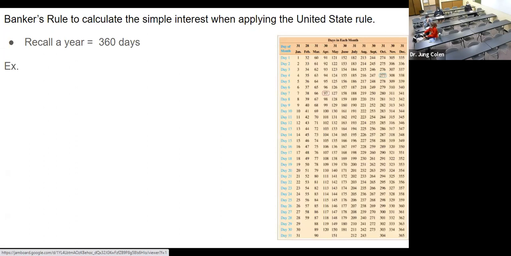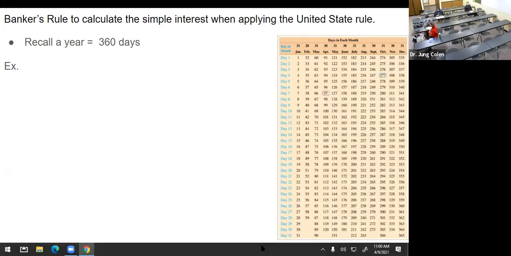Okay, so last time we talked about simple interest, right? Does anybody remember simple interest? What is simple interest? I equals PRT. I is equal to PRT. What is I? Interest. That's interest, right? So that is interest.